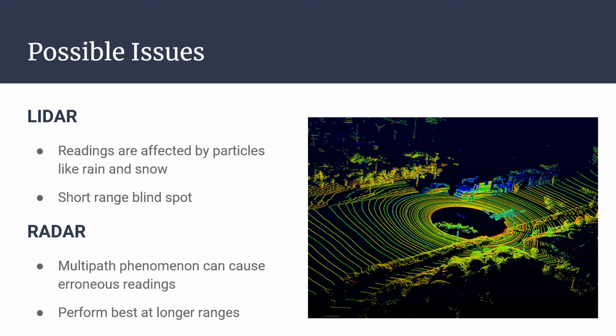And they also have a blind spot in the short range, so you can see in the image to the right that the very close ranges around the LiDAR you cannot analyze. And in radars, there's a phenomenon known as multipath, which causes erroneous readings. If the signal bounces off of a secondary object and returns, it's impossible to calculate the true distance to the target object.